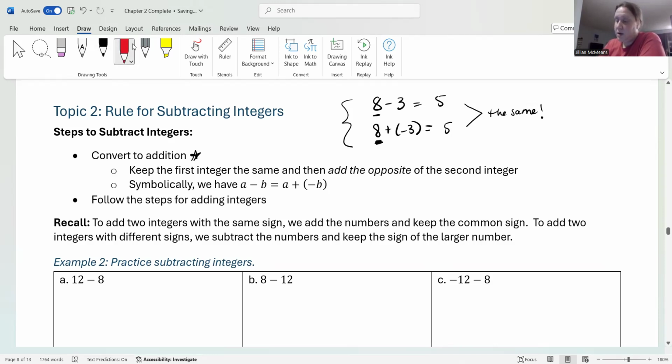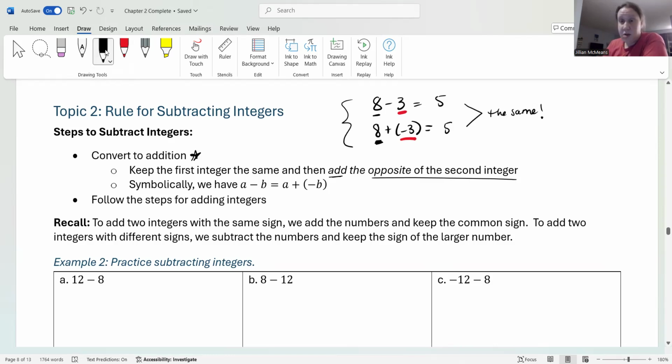And the way we do it is we look at the second number. Notice in the first example, I subtracted positive 3. In the second example, I added negative 3. So what we do is you keep the first integer the same, and then you add the opposite of the second integer, and that converts subtraction to addition, okay? So symbolically, if we have a minus b, so a is any integer, b is any integer, if we have a minus b, it is equivalent to a plus the opposite of b. Okay, so you keep the first integer the same, and then you add the opposite of the second integer.